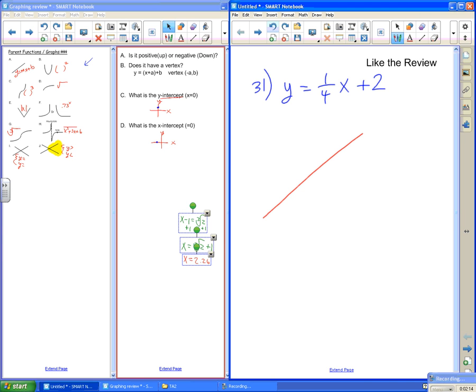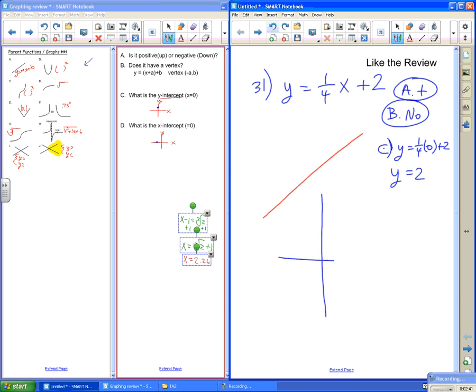Question B, does it have a vertex? The answer is no. It doesn't have a vertex. Part A, we should have said it's a positive. Part C, what's the y-intercept? That's asking us to plug in 0 for x. So y equals 1/4 times 0 plus 2, and that gives me 2. So now I know that on my y, at 2, that's where it's hitting.